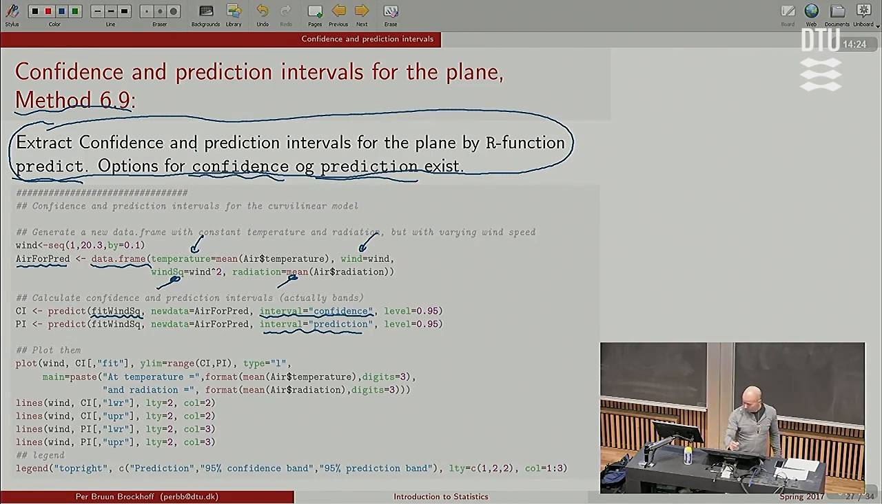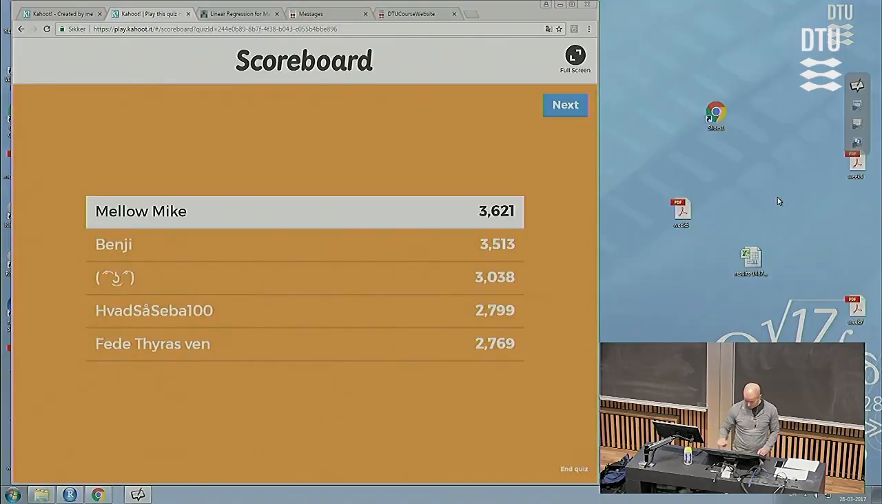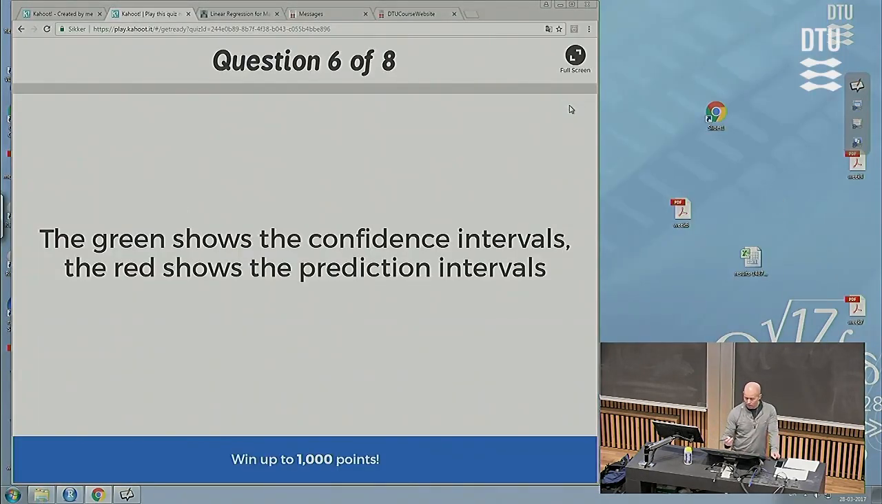Let's not do that now. That was confidence and prediction intervals. And a check question.